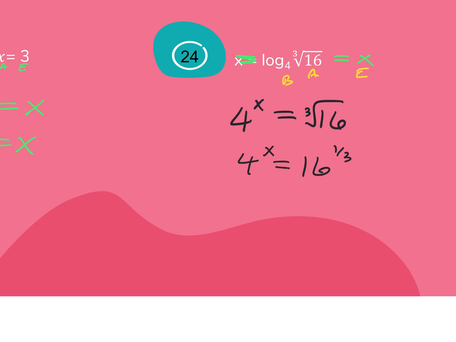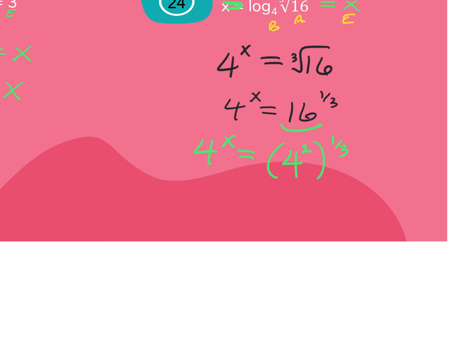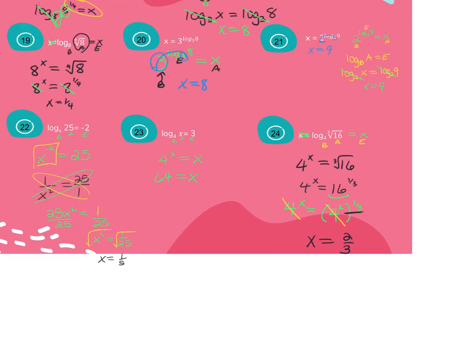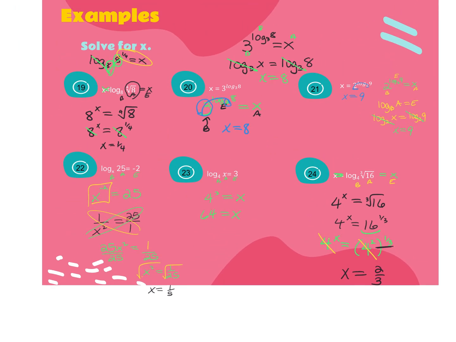And now I need to do the change of base. I can change the 16 into 4 squared, but it still has the 1/3 there. Now that I have the bases the same, get rid of the 4's. And now I'm left with x is equal to, multiply this power to the power, 2/3. So again, that completes solving for x and transforming from one form to the other.